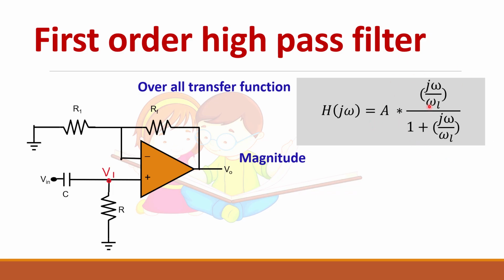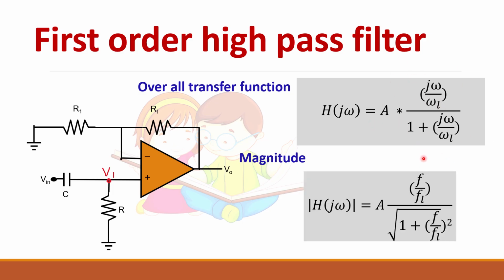So for this one we need to find the magnitude. If you find the magnitude, you can write it in terms of omega or in terms of frequency. Omega is nothing but 2 pi f. So I have directly written it in terms of frequency.